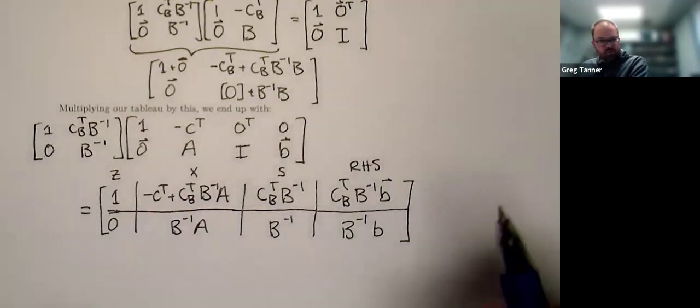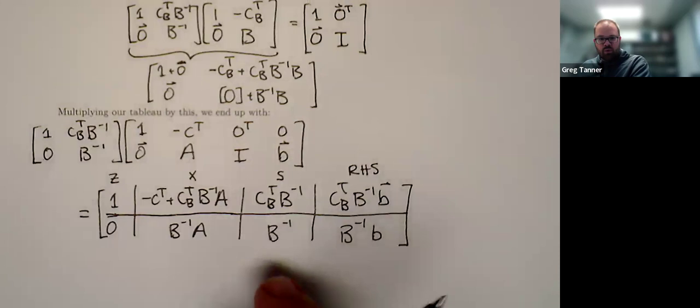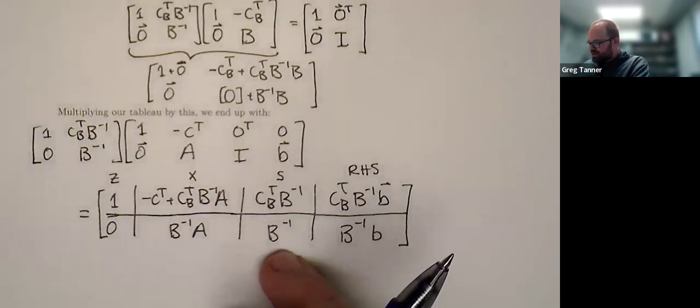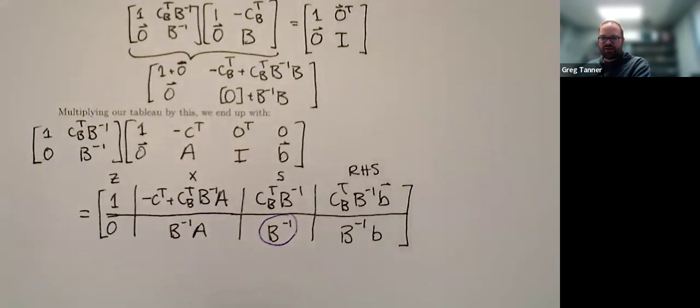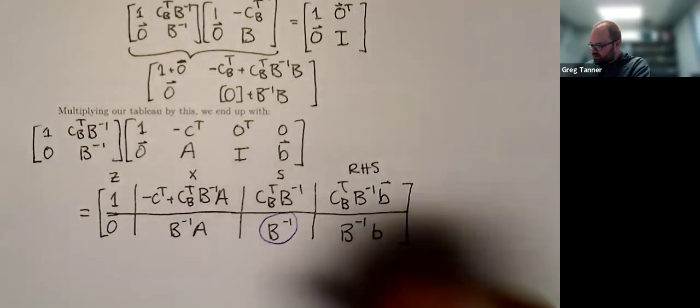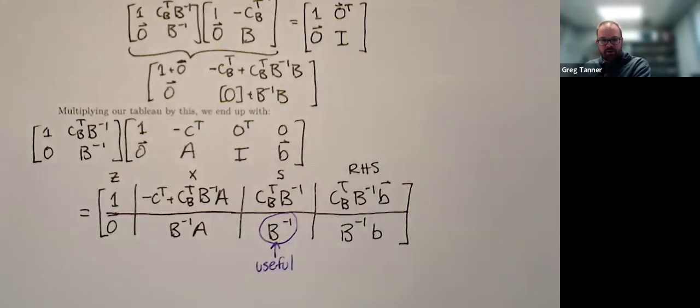Okay, so first off, thinking through this, what we'll notice is we get B inverse right here. And so if you're doing your row operations, the B inverse matrix is the matrix directly under your slack variables. This is going to be useful later on, in that we can always find our B inverse matrix after doing our row operations. Okay.